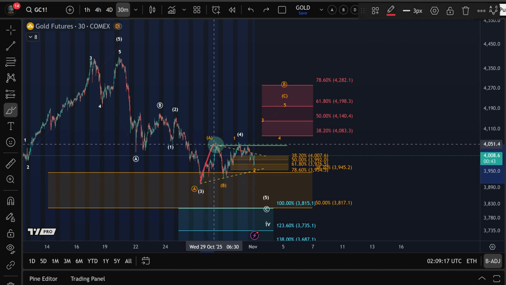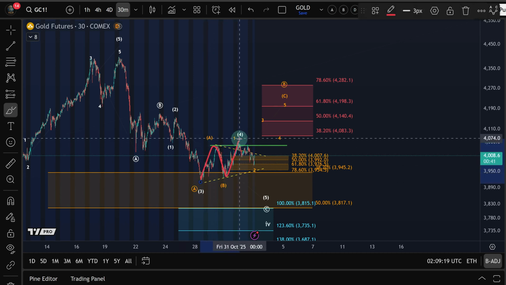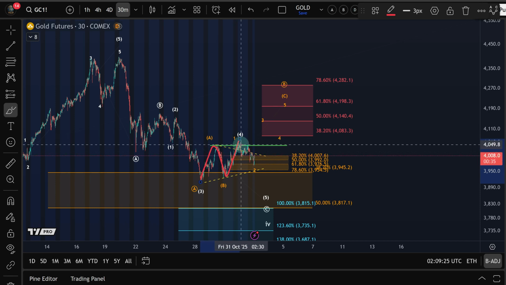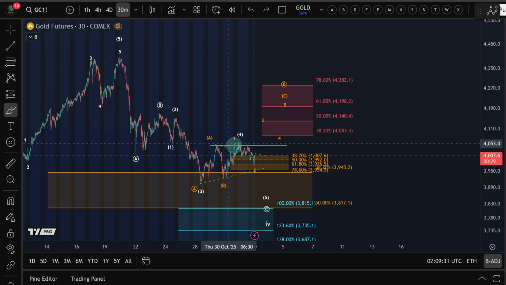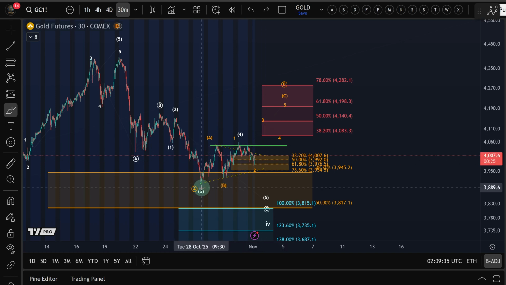this move up is clearly in 3 waves. And a trend reversal requires at least 2 things. We need a 5-wave move up and a break above resistance. I haven't got any of that, okay? So we have not broken above any critical resistance level and we don't have a 5-wave move up from the last lows here in October.